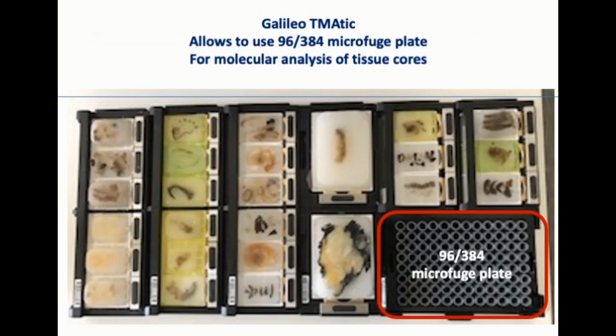and 96/384 microfuge plates for molecular analysis of tissues extracted near the respective core on the TMA block. This facilitates the comparison of the protein and molecular analysis of the cells from the same tissue area.